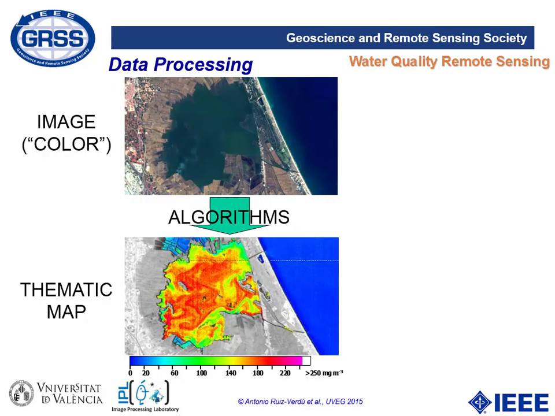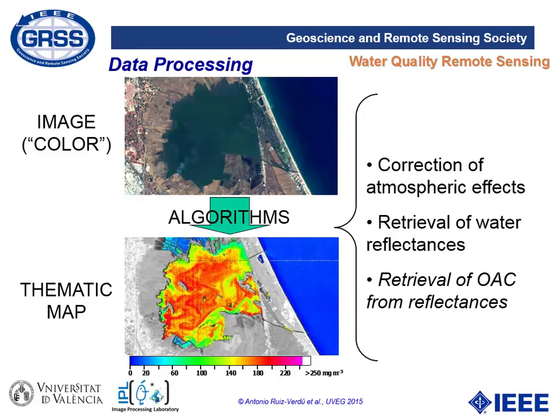So at the end, what we have, summarizing, is an image, we can say the color image, and several algorithms that, through the process of correction of atmospheric effects and the retrieval of water reflectance, and then the retrieval of OCs from reflectance, produce thematic maps for different constituents. Here is an example of a thematic map of chlorophyll concentration in a hypertrophic coastal lagoon, the Albufera of Valencia, in which you can see the type of maps that are produced in water quality studies.